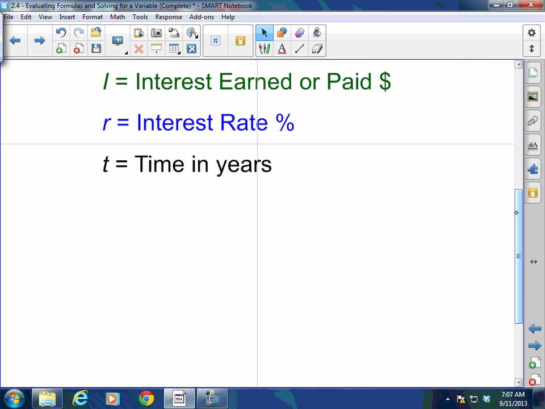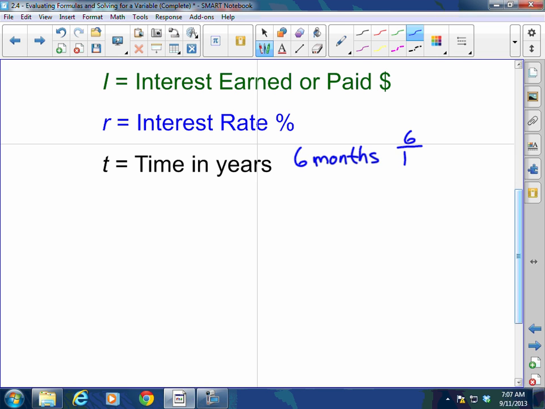So remember, when we're talking about time in years, this messes a lot of people up. It's easy when they just say, oh, it was an investment over 5 years. Okay, t is 5. But what if I say 6 months? It's not going to be 6. Please remember that there are 12 months in a year. So if they give you a number of months, just go ahead and divide what they gave you by 12, and that would be 1/2. So that would be 0.5 of a year. So please be very aware of any conversions that you have to make as far as time goes.